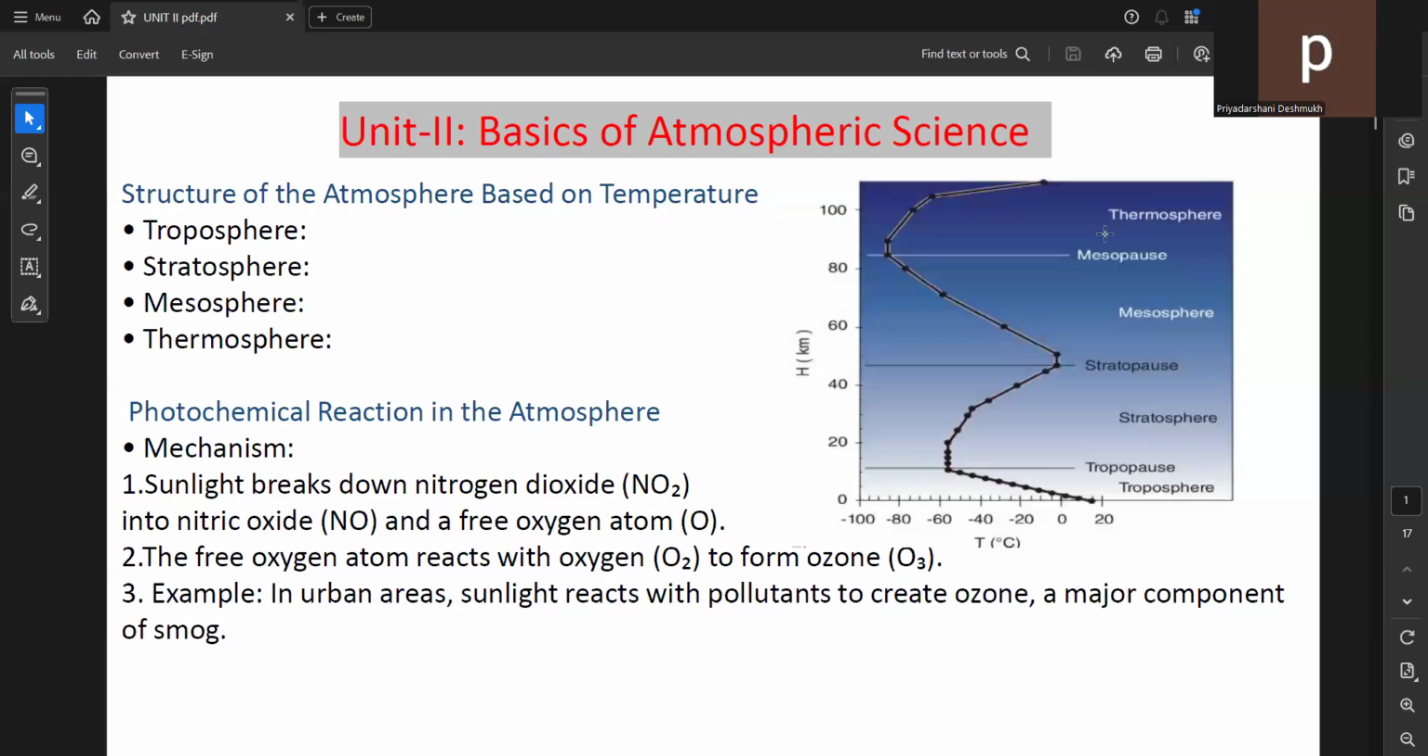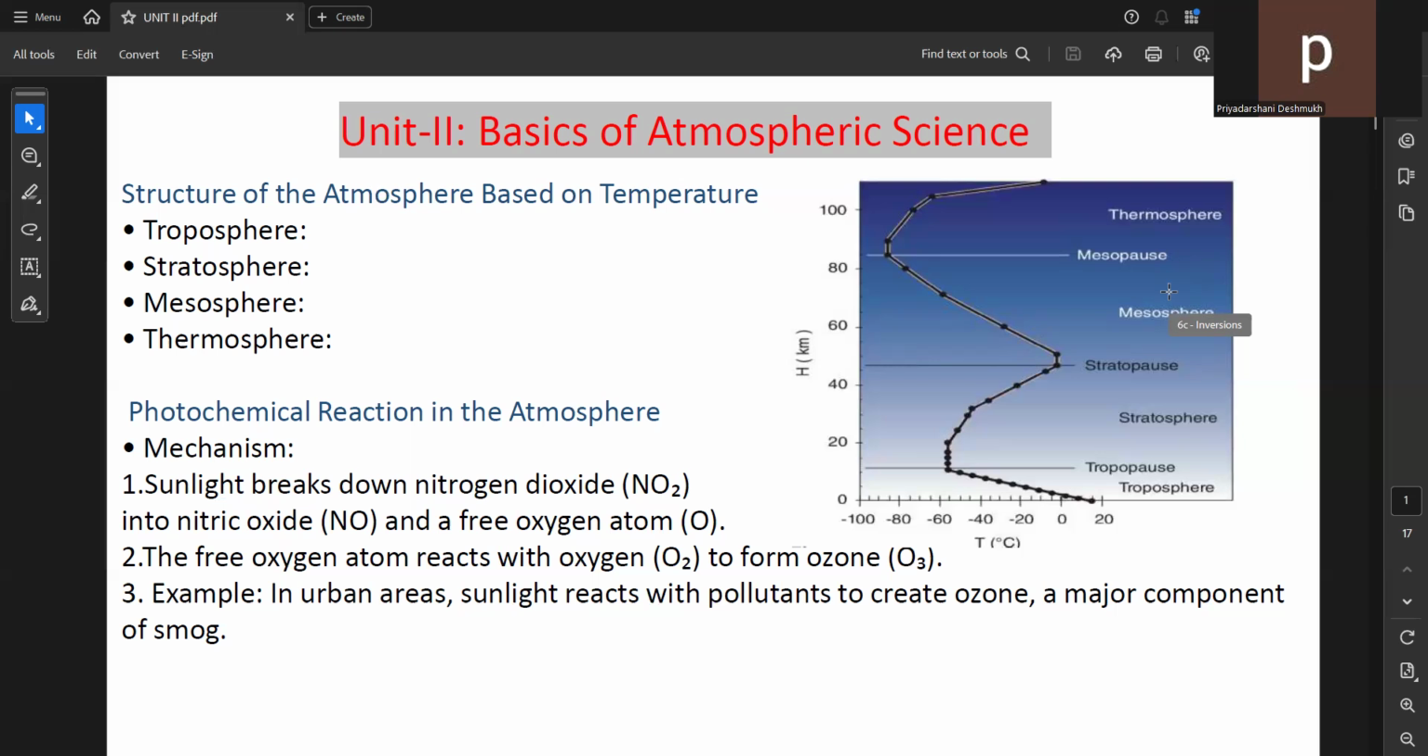Welcome, dear students. Now we are going to start with Unit 2, that is the basics of atmospheric science. The Earth's atmosphere is divided into layers, which are based on the changes in temperature as the altitude increases. Now we all know there are the Earth layers or the atmosphere. It is being divided into four layers, that is troposphere, stratosphere, mesosphere, and the thermosphere.